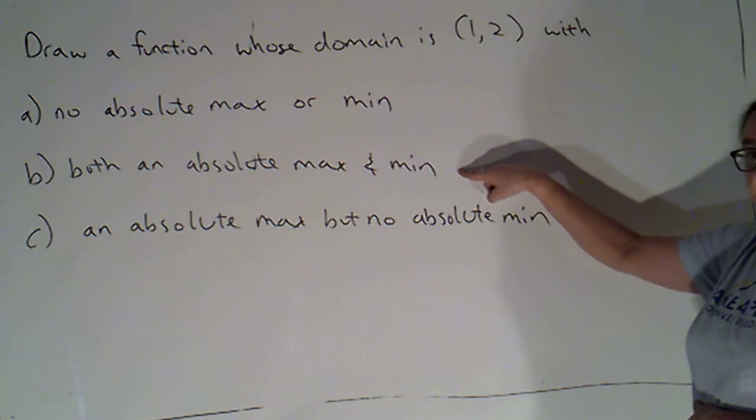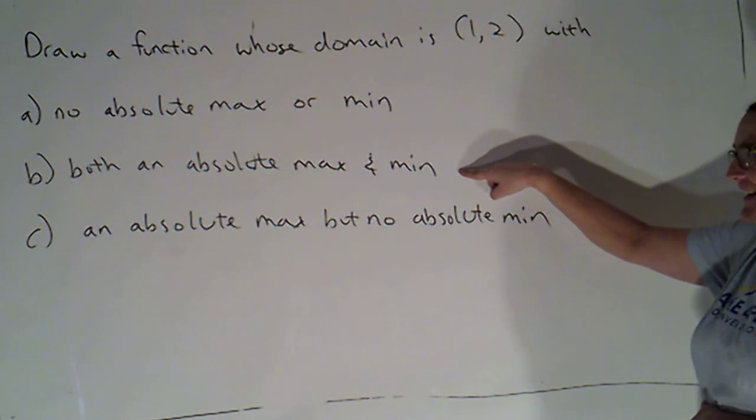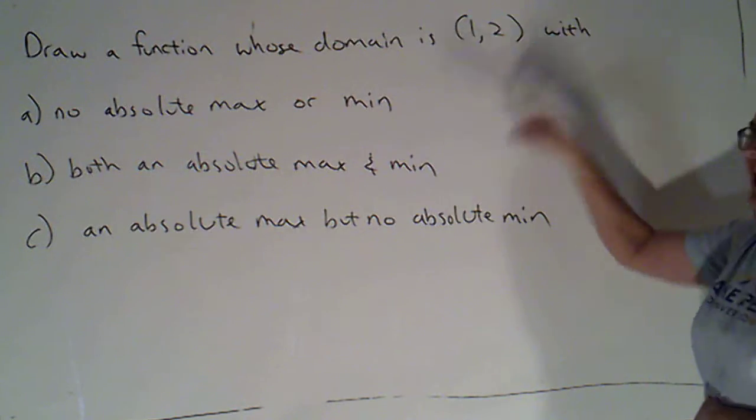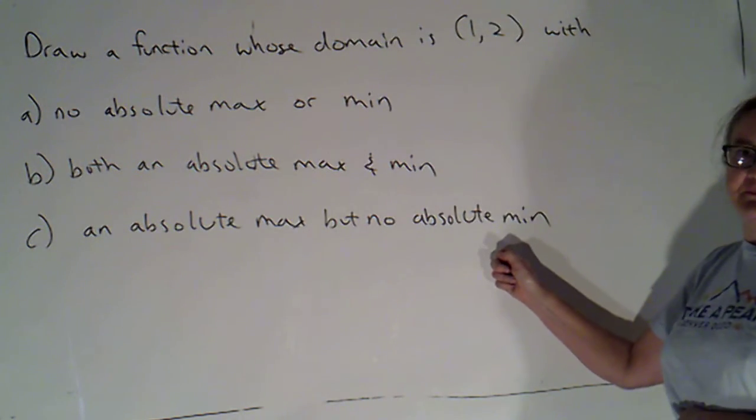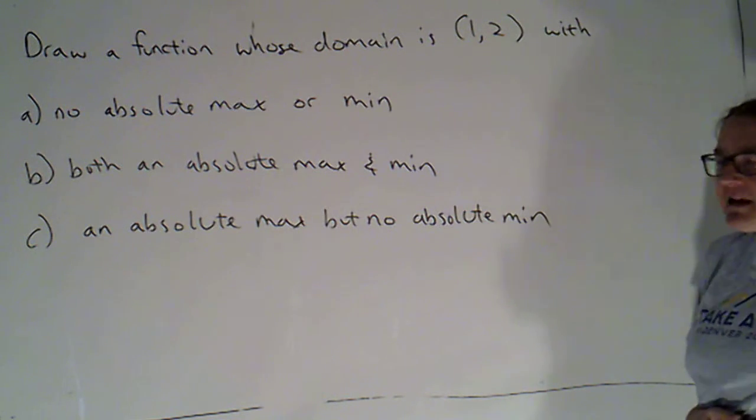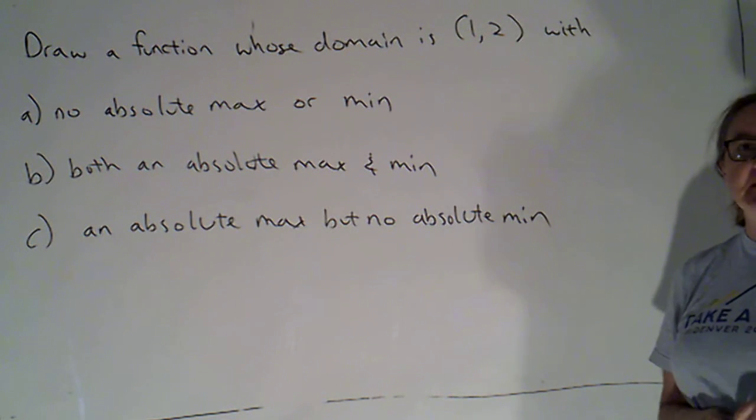Then I want you to draw me one that has both an absolute max and an absolute min. And then I want you to draw me one that has an absolute max, but not an absolute min. Okay? So pause the video, see if you can come up with an example for each of those things.